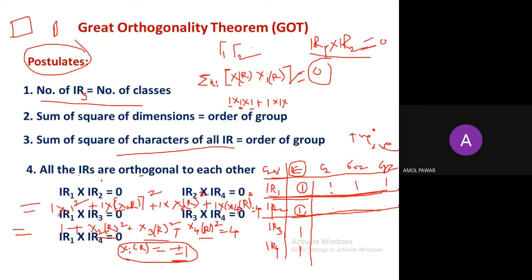Now the question is here. See, we do not have the value of the irreducible representation character for C2, but here in this rule we have determined this character of IR can be +1 or -1. So we can write here +1 or -1. Understood this point? Understood? Yes or no?